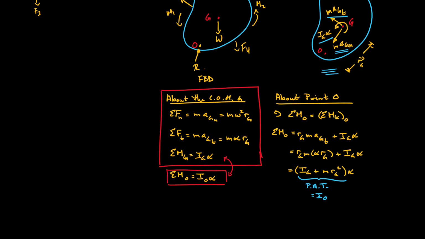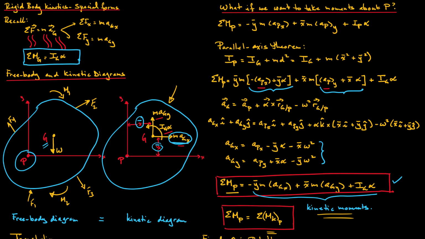Okay, so in this video, we looked at some special cases or special forms of the equations of motion for a rigid body. So we started with the sum of the forces is equal to the mass times the acceleration, and we introduced the concept of free body and kinetic diagrams. In the previous video, we looked at the rotational equation of motion about the center of mass. And here we ask, what would this look like if we take the moments about point P instead of point G, the center of mass?